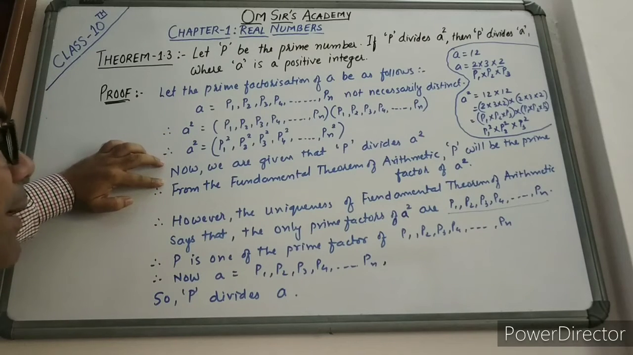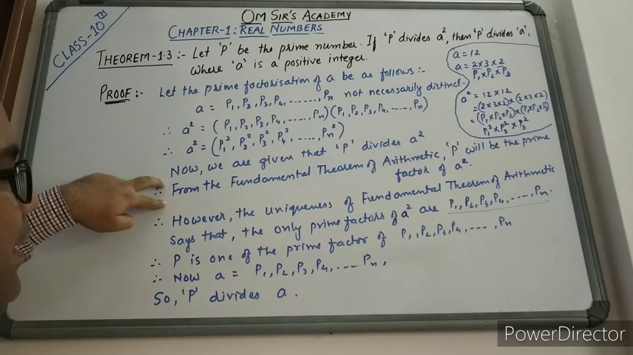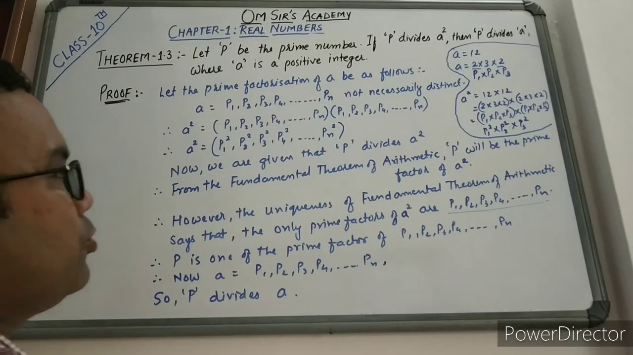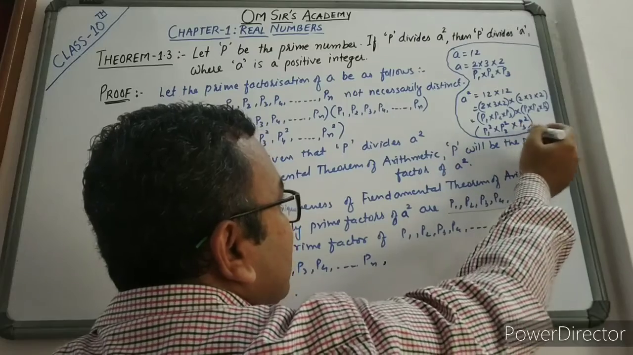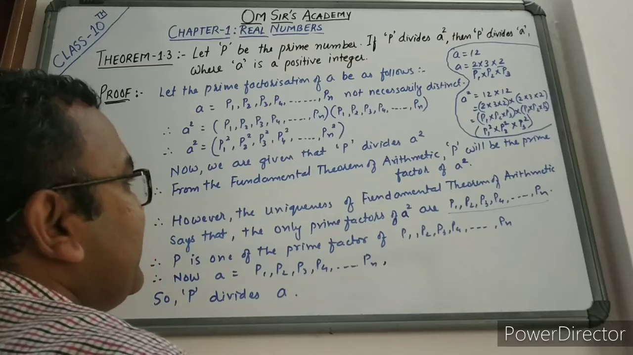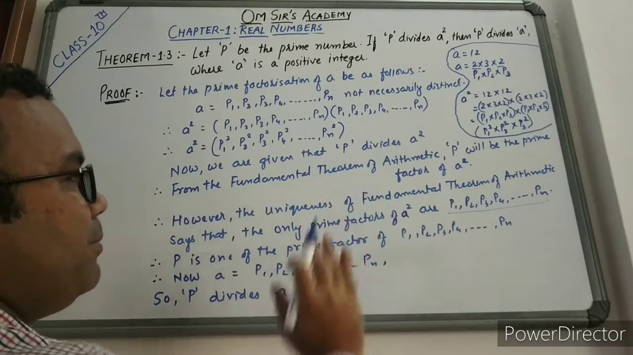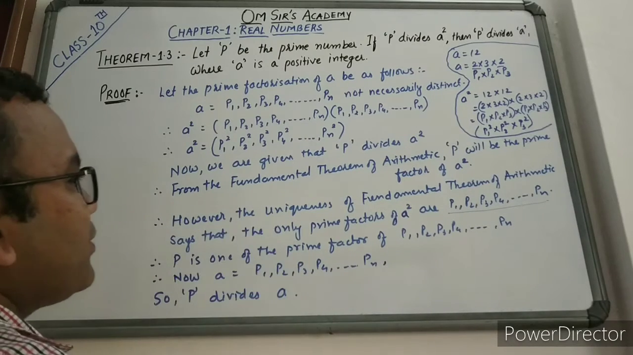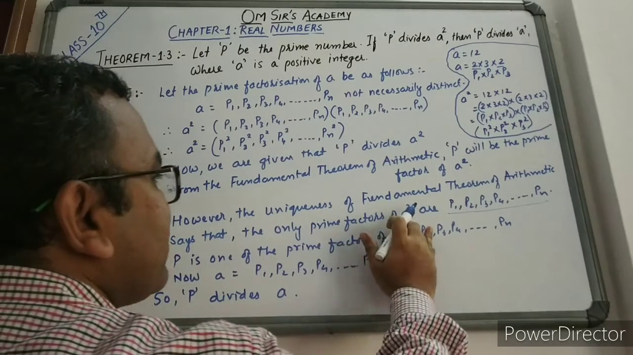Now we are given that P divides A square. ठीक है, from the fundamental theorem of arithmetic it follows that P will be the prime factor of A square. Is it clear? So A square के ये सब prime factors, ये जो A square का ये जो terms थे उसमें से P will be one of the prime factors, then only we can divide it. So the fundamental theorem of arithmetic says that P will be the prime factor of A square. Now however, the uniqueness of the fundamental theorem of arithmetic says that the only prime factors of A square are these only.